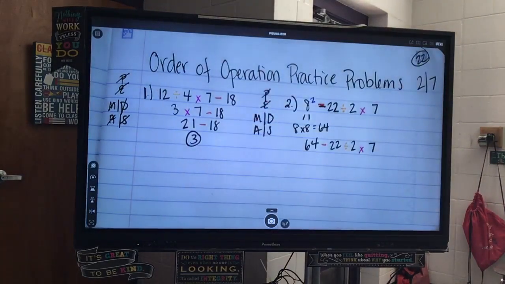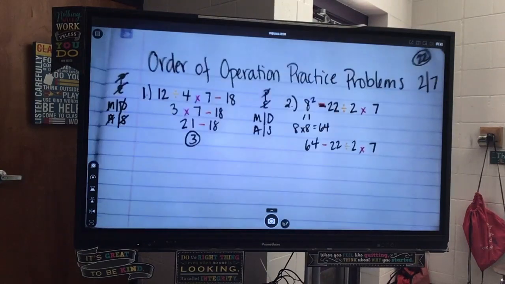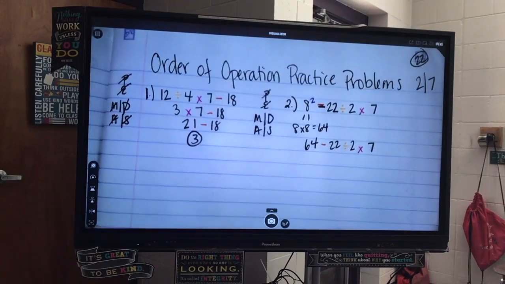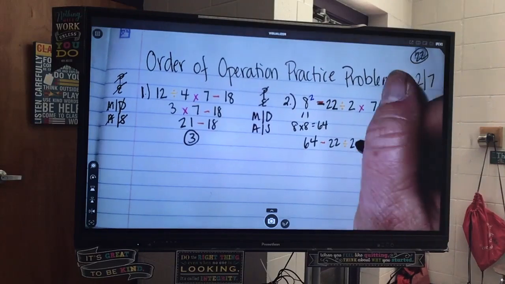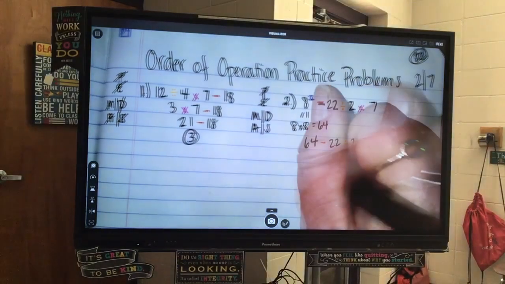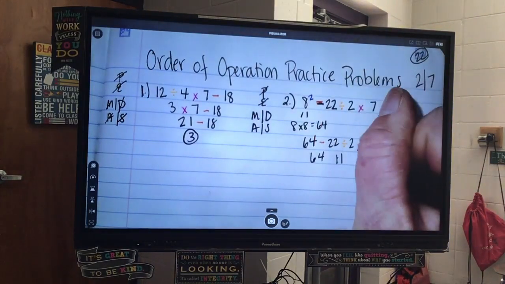Alright, what do I do next? I look to see, what? Divide or multiplication, and you said we're dividing first, why? Yes, because it comes first. Alright, so what is 22 divided by 2? 11. Alright, so bring your 64 minus 11 times 7.